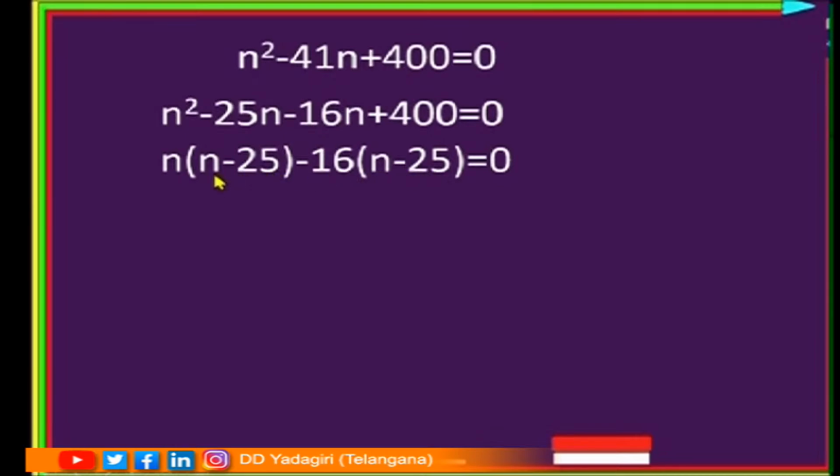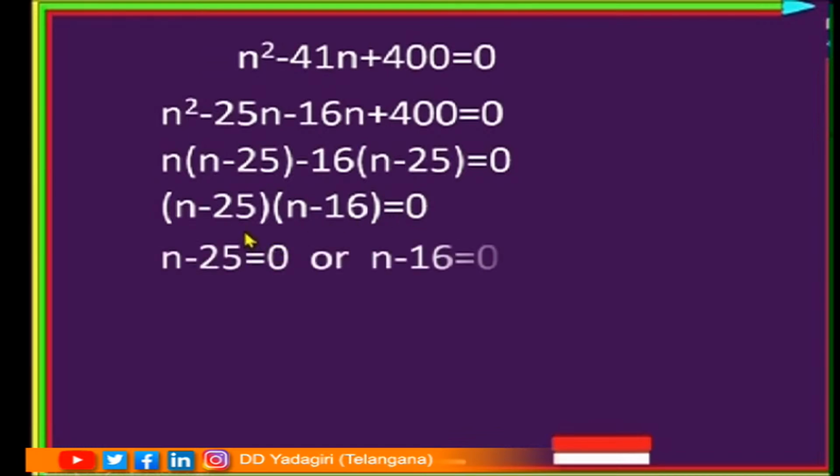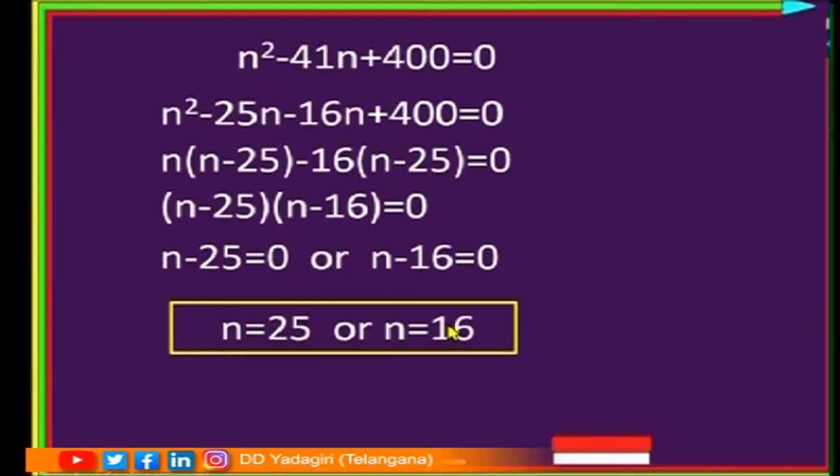Now again, what is common? n minus 25 is common. Then what is remaining? Here we have n and here we have minus 16. So n minus 25 into n minus 16 is equal to 0, and if the product of two terms is 0, either a is 0 or b is 0. So here either n minus 25 is 0 or n minus 16 is 0. Bring minus 25 to the right hand side, then n is equal to 25 or n is equal to 16.